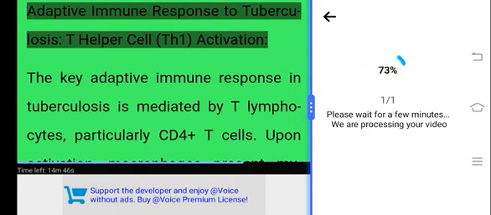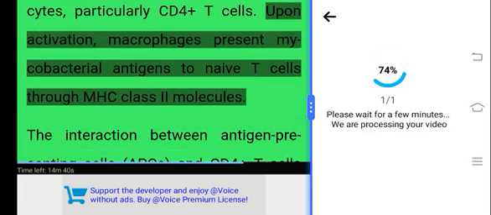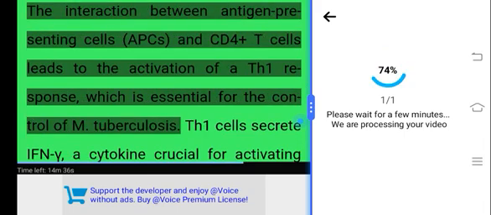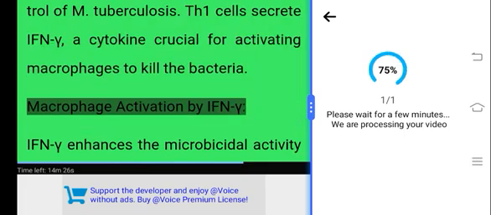Adaptive immune response to tuberculosis, T helper cell Th1 activation. The key adaptive immune response in tuberculosis is mediated by T lymphocytes, particularly CD4+ T cells. Upon activation, macrophages present mycobacterial antigens to naive T cells through MHC class II molecules. The interaction between antigen-presenting cells, APCs, and CD4+ T cells leads to the activation of a Th1 response, which is essential for the control of M. tuberculosis. Th1 cells secrete IFN gamma, a cytokine crucial for activating macrophages to kill the bacteria. Macrophage activation by IFN gamma.